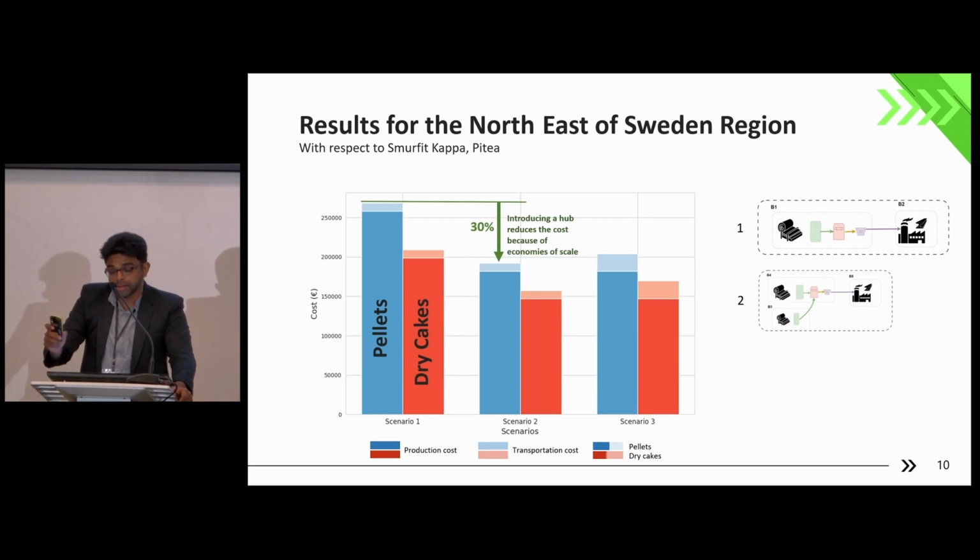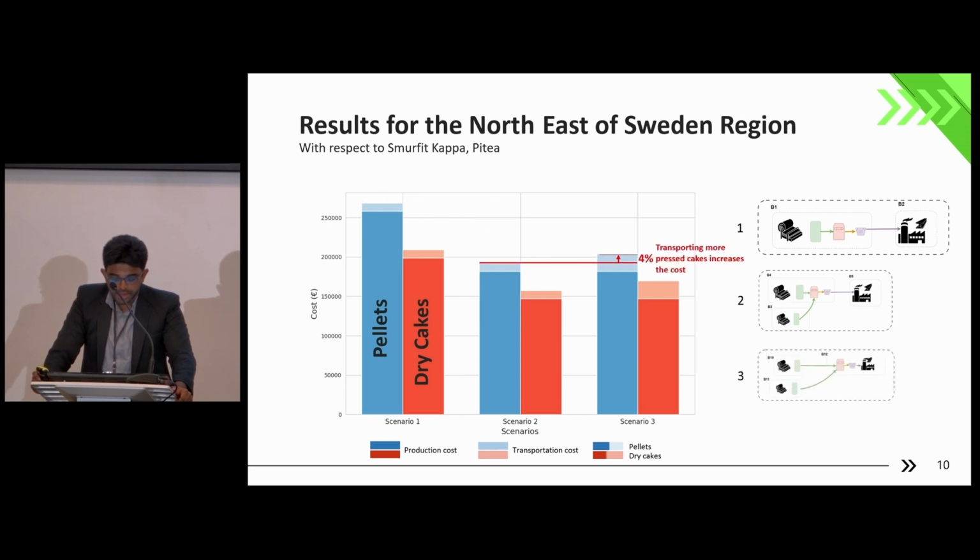So here, what happens is the per ton cost of drying reduced when we had the drying hub introduced to the system. And similar to that, there was a 4% increase in transporting cost in scenario number 3, which means because we were transporting more press cakes to the steel mill at SSAB. So there was a slight increase in the transporting cost. So the outcome was scenario 2 was much cheaper compared to scenarios 1 and 3.